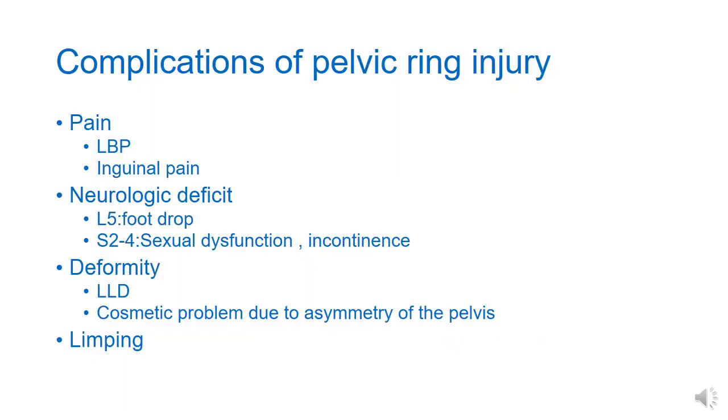Complications of pelvic ring injuries include pain, which is the most common complication, either in the low back or inguinal pain; neurologic deficit, either motor deficit like L5 root injury causing foot drop, or sacral root injuries causing sexual dysfunction and urine or stool incontinence; deformity in form of leg length discrepancy and cosmetic disfigurement due to asymmetry of the pelvis; and lastly is the limp.